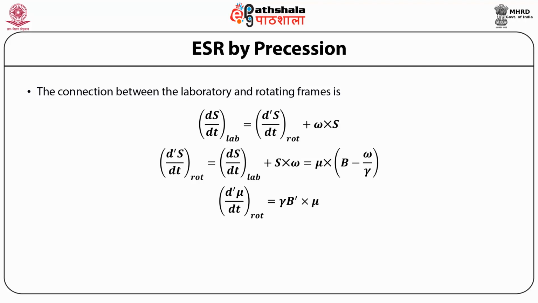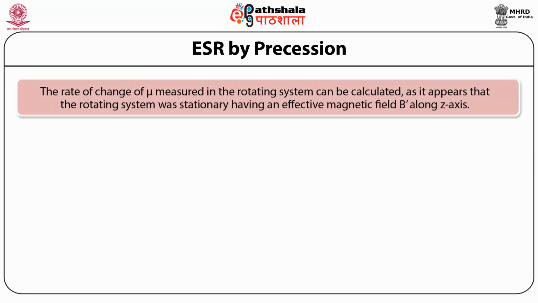dS/dt is equal to d'S/dt rotational plus omega cross S, and d'S/dt rotational is equal to dS/dt lab plus S cross omega, equal to mu times (B minus omega by gamma). So that d' mu/dt is equal to gamma B' cross mu, with B' equal to B minus omega by gamma. The rate of change of mu measured in the rotating system can be calculated.